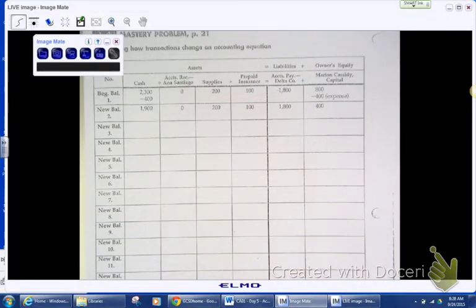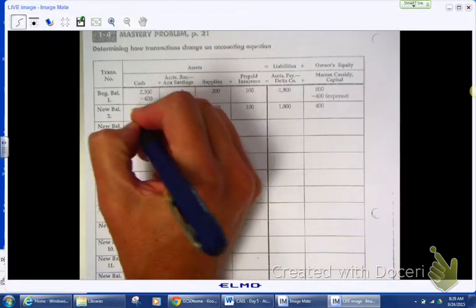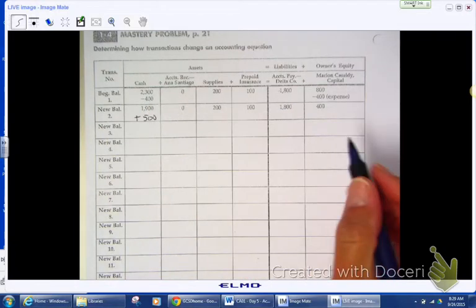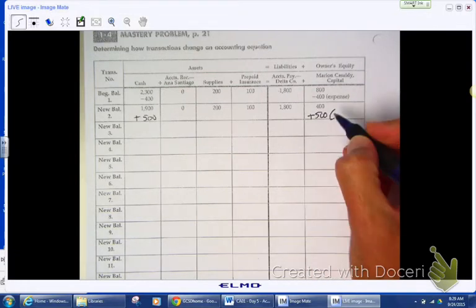Okay, so the transaction that you're going to look at, Brendan, is number 2. Received cash from owner as an investment, $500. So what are the two accounts that are affected? Cash and capital. Good. Cash and the capital account. And what's going to happen to the cash account? It's going to go up by 500. So plus 500. And then what's going to happen to our owner's equity account? Plus 500. And we're going to put in parentheses investment.